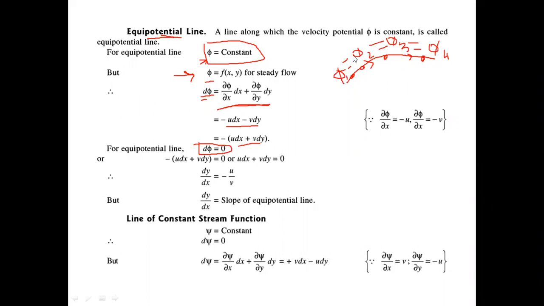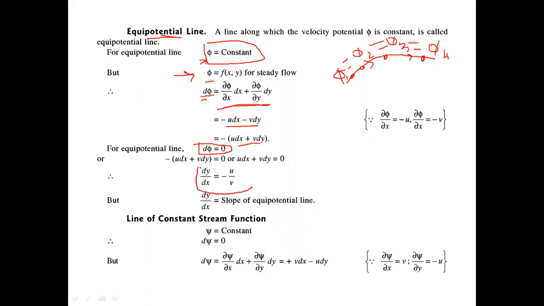But for an equipotential line, we know that the derivative, or you can say the difference of phi, since phi is constant, will be 0. There is no difference. So this expression will become equal to 0 here. And if this expression is 0, then from this we can simplify it in this form.